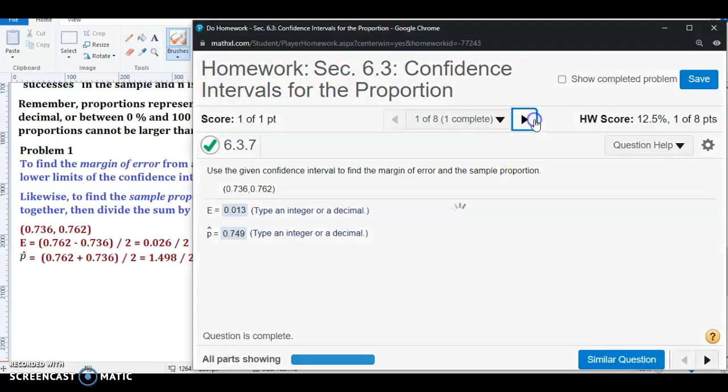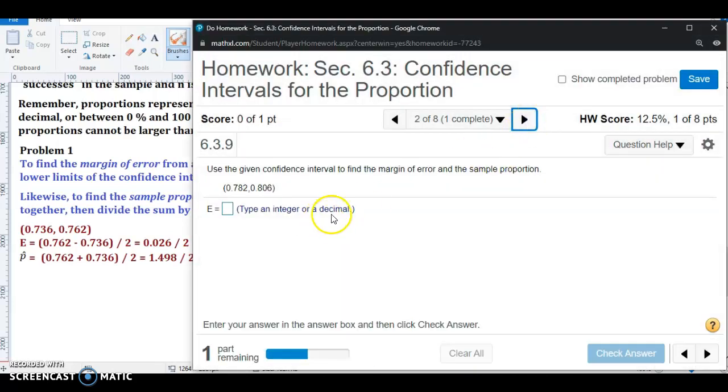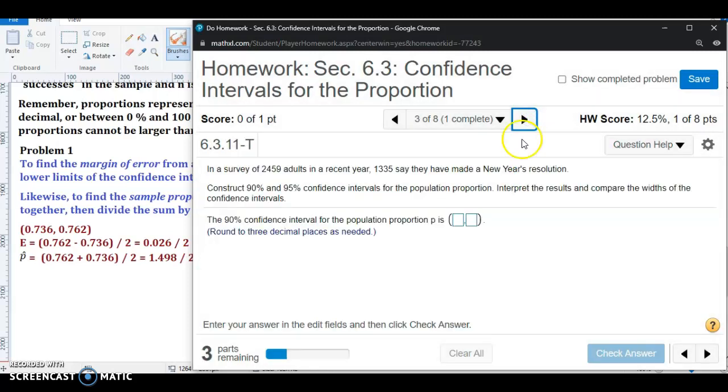Okay, so problem 2 in the homework is much like the one we just did, so I'm going to skip it. And we're going to begin problem number 3, which says, in a survey of 2,459 adults in a recent year, 1,335 say they have made a New Year's resolution. So what we're going to do is construct a 90% and 95% confidence interval for the population proportion. And then we're going to interpret the results and compare the widths of the confidence intervals.